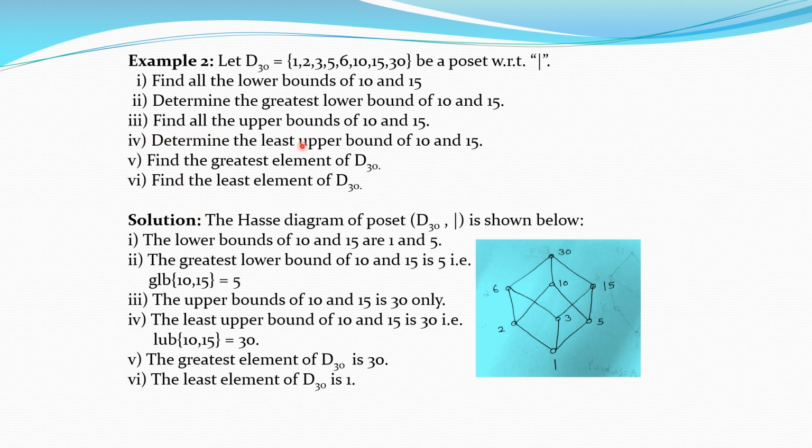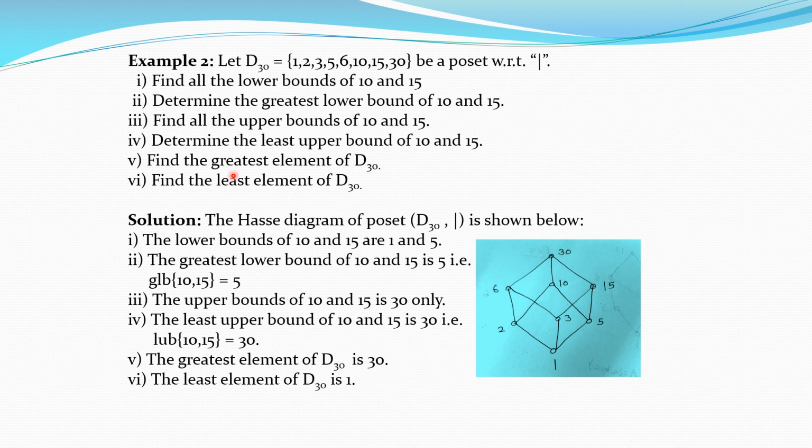Now next is upper bounds of 10 and 15. Now for 10 and 15, upper bound is nothing but the L such that 10 precedes L and 15 precedes L. Now here 10 precedes 30 and 15 precedes 30. So 30 is an upper bound, but no other such element exists, and so 30 is the only upper bound of 10 and 15. So if it is the only upper bound, then least upper bound is that element itself. So least upper bound is again 30.